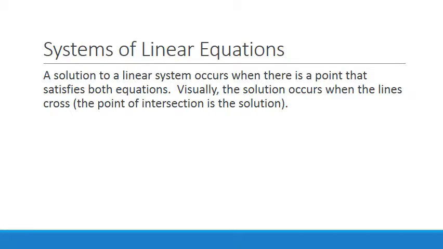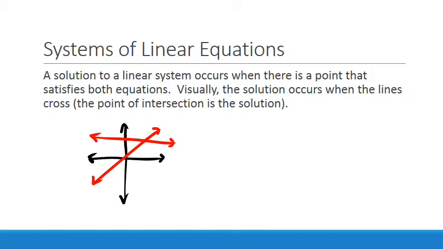A solution to a linear system occurs when there is a point that satisfies both equations. Visually, the solution occurs when the lines cross. But once again, just give me a second to draw my axes. What's going to happen here is that the solution to the system is always where the lines cross. So visually, it's right there. Eventually, we're going to work algebraically. We'll just solve for that point, and we'll know that is the intersection point.